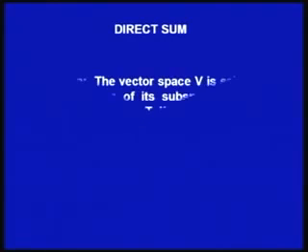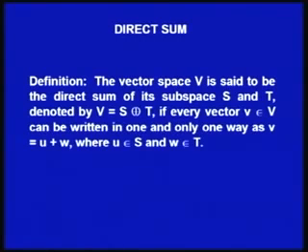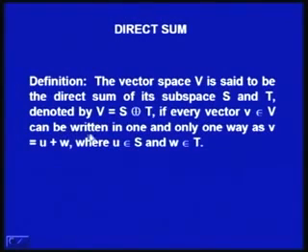Now we define direct sum. The vector space V is said to be the direct sum of its subspaces S and T, and we denote it by V is equal to S direct sum T. Here we are using a different symbol than plus just to differentiate between the sum and the direct sum. So V is equal to S direct sum T if every vector V belonging to V can be written in only one way as V is equal to U plus W, where U belongs to S and W belongs to T.